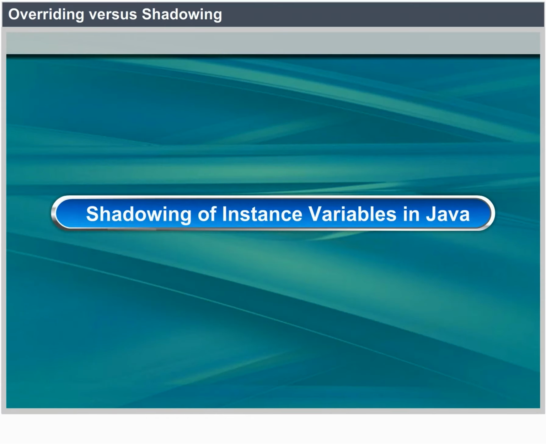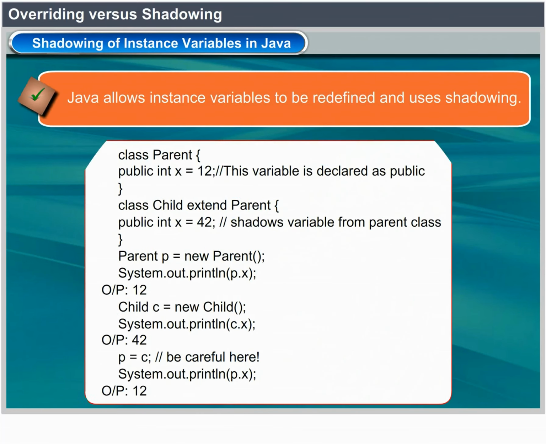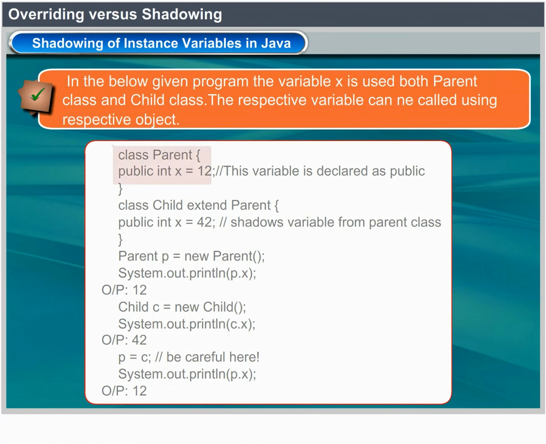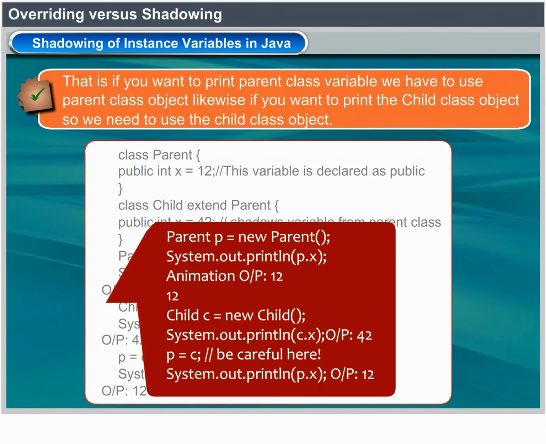Shadowing of instance variables in Java. Java allows instance variables to be redefined and uses shadowing. In the below given program, the variable x is used in both the parent class and the child class. The respective variable can be called using the respective object. That is, if you want to print the parent class variable, we have to use the parent class object. Likewise, if you want to print the child class variable, we need to use the child class object.